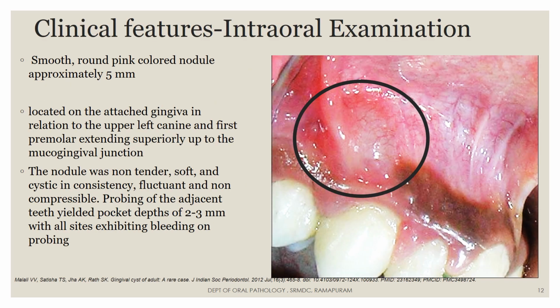Let's see about the clinical features. On intraoral examination, they appear as a smooth, round, pink colored nodule, approximately 5 mm, and as we saw before, they are generally located on the attached gingiva, in this case in relation to the left canine and premolar, extending superiorly up to the mucogingival junction. The nodule is non-tender and soft in consistency, fluctuant and non-compressible. In this case, probing of adjacent teeth yielded a pocket depth of 2 to 3 mm, with all sites exhibiting bleeding on probing.